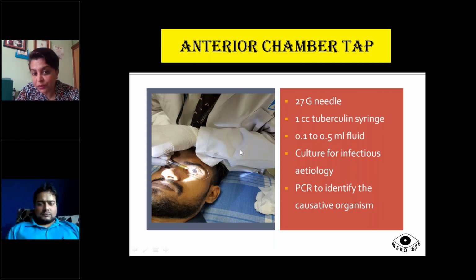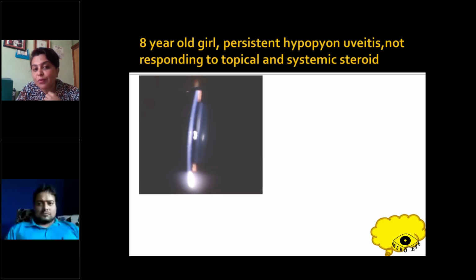In an OPD setting, or better in an OT setting, you can take even a small drop of the aqueous fluid and then send it for cytological examination and for PCR. Let us have a look at this patient.